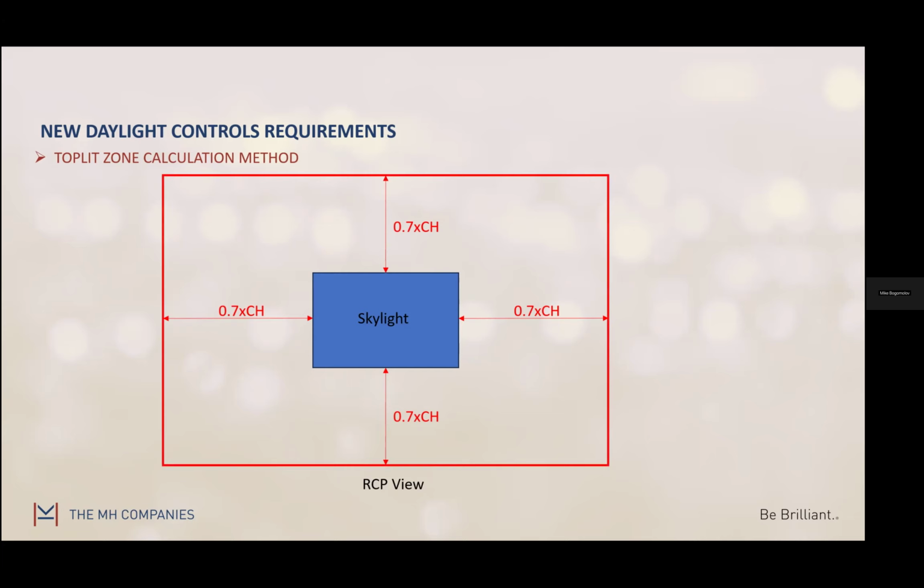So any fixtures that would fall into this zone, again, if they exceed a total of 75 watts, then you would have to have a daylight sensor controlling those spaces.